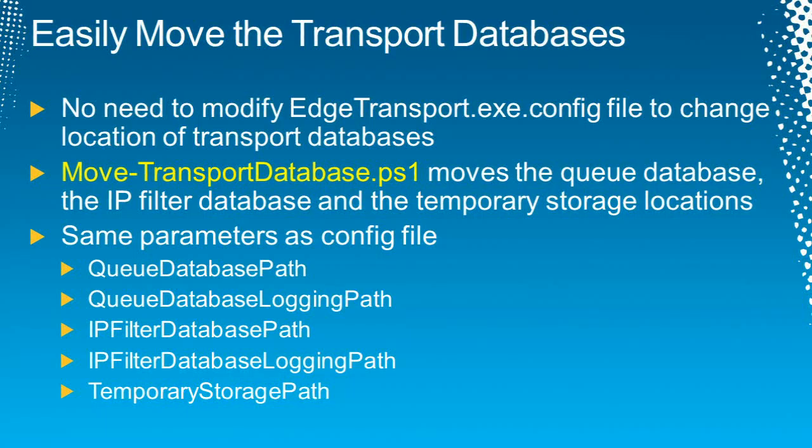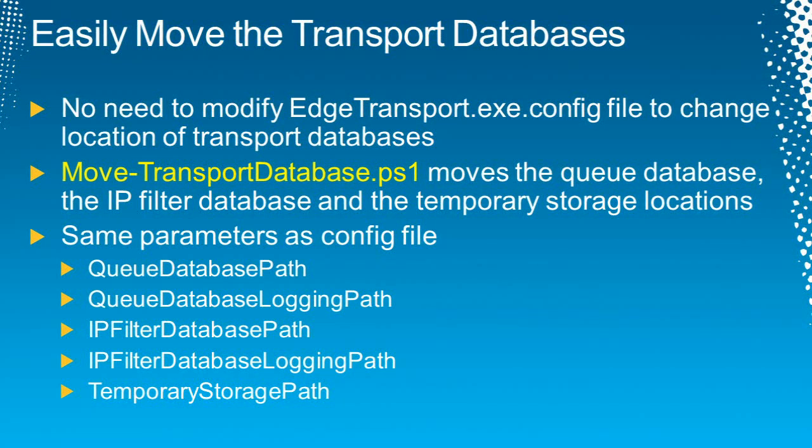Now, I mentioned some other scripts. How many of you have had to move the mail.q file on a hub transport server? How many of you have had to move the transport database? We've actually got some documentation on how to do that process. It involves modifying the paths inside a config file and then restarting the transport service and doing a few other things. There's several steps that are involved.